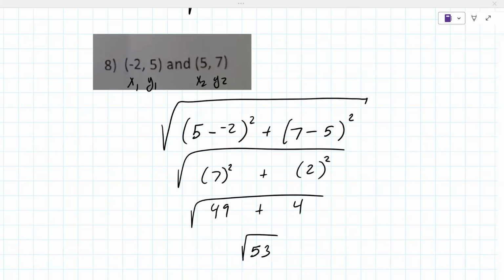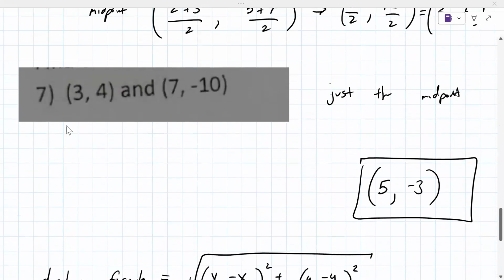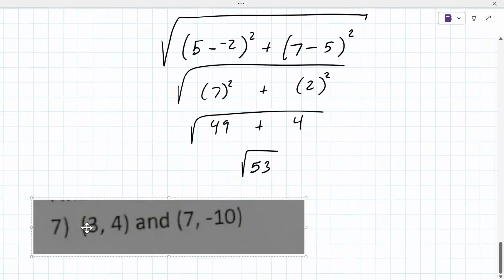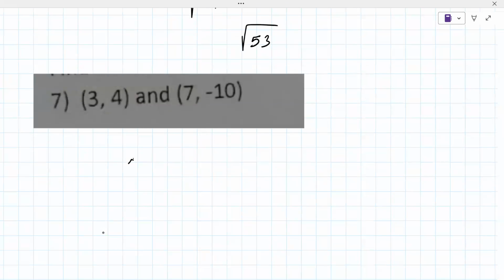I'm going to have you try number 7 on your own. Good. All right. So I'd like you to find the distance between those 2 points, please. Let me know what you come up with.